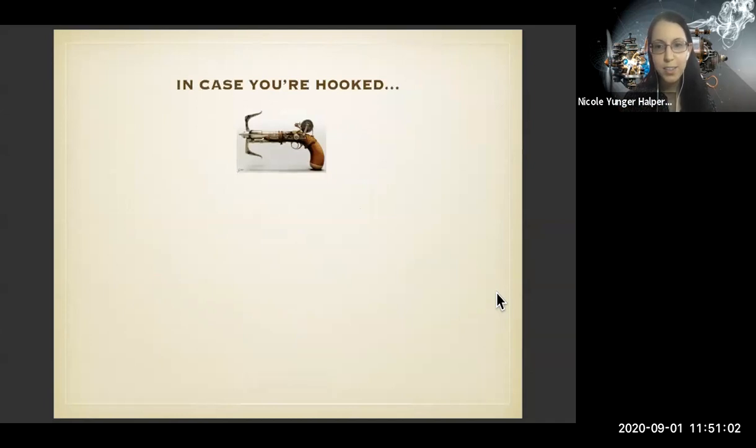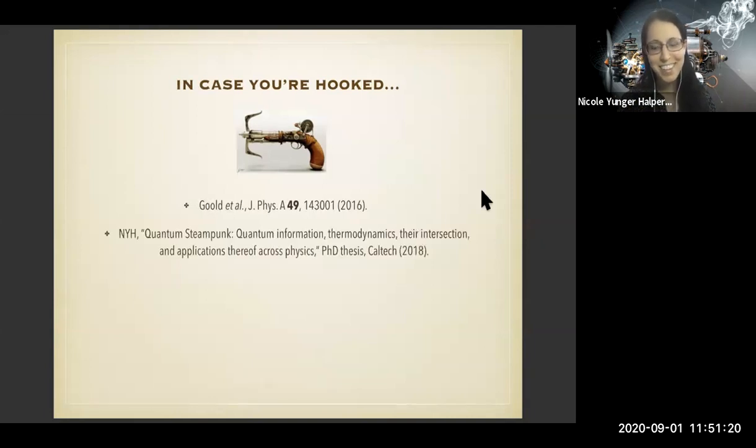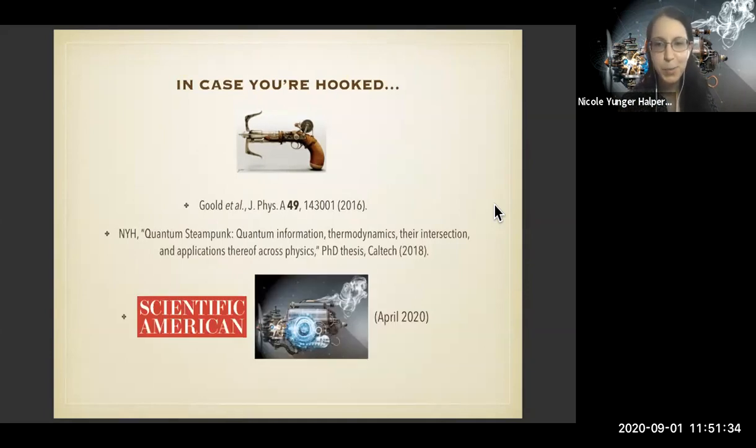So in case you're interested and you want more reading, I can suggest this review. It came out a few years ago and this field is moving pretty quickly, so a lot has happened since then, but it is a great overview that describes a number of the subfields of quantum thermodynamics. If you want something quite different, I can point to my PhD thesis. I think what makes me happiest about the thesis is just that I was able to write quantum steampunk in an academic publication. And if you want something really, really different, there's this Scientific American article.